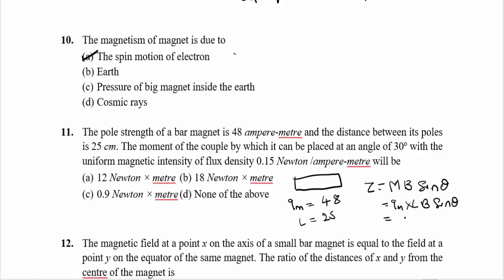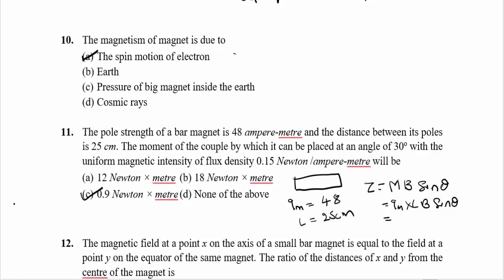After substituting and doing the calculation, substitute Qm. L is in centimeter, remember L is written in centimeter, convert it into meter. B is also given as 0.15, sin theta is sin 30. After doing all these calculations, you will get the answer as option C, 0.9 Newton. So how did you get this answer? Moment of couple means torque.